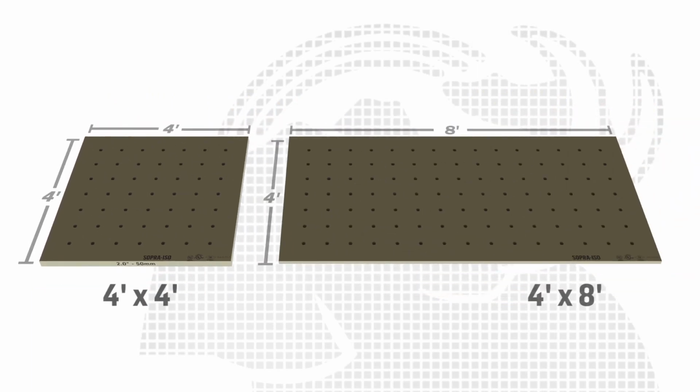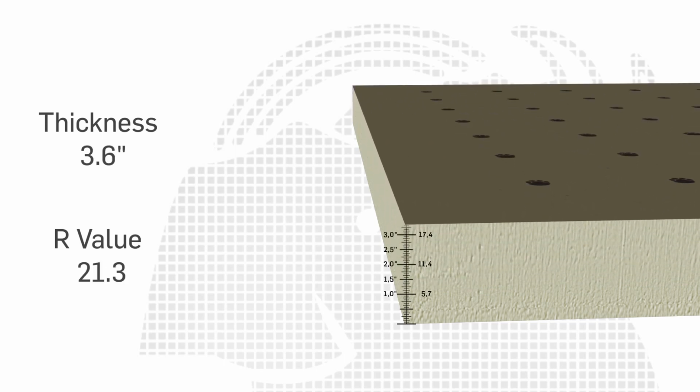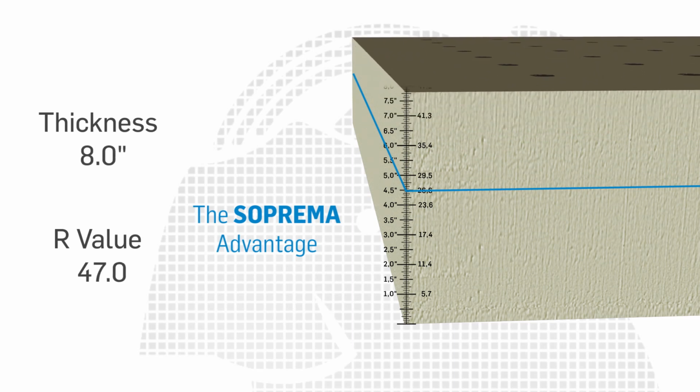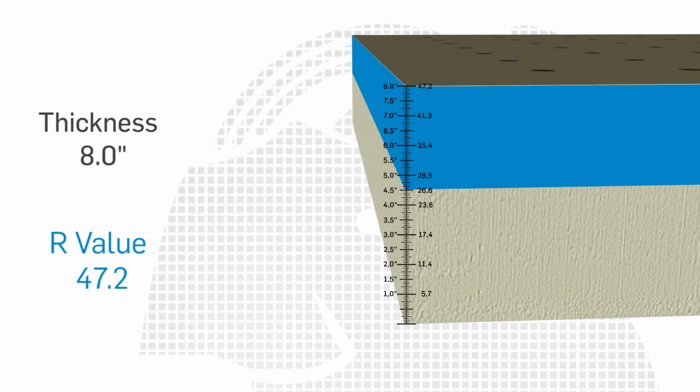They are available in sizes of 4 feet by 4 feet and 4 feet by 8 feet. All panels in the SOPRA-ISO product line are available in different thicknesses ranging from 1 inch to 8 inches, compared to others that limit their offerings to 4.5 inches. The R value of an 8 inch thick board is 47.2.